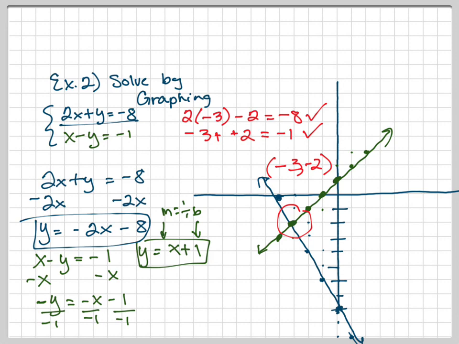Okay. So graphing's good. Graphing's especially nice if you have a calculator. If you don't, we need a better option. Okay. So moving on, we're going to go to example 3. Y'all still trucking with me? Everybody okay?